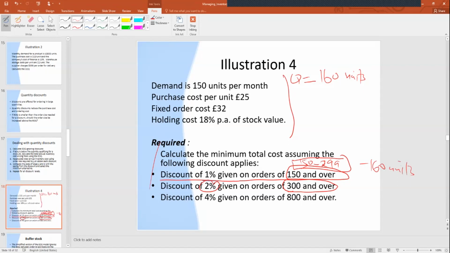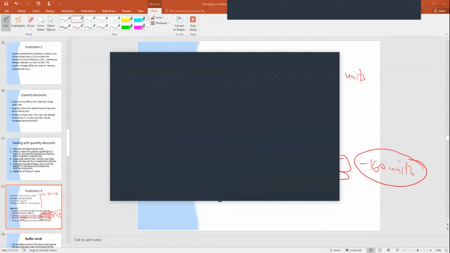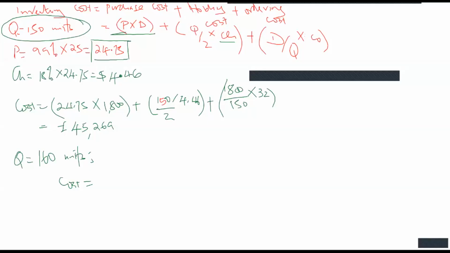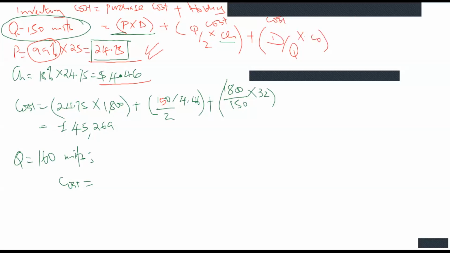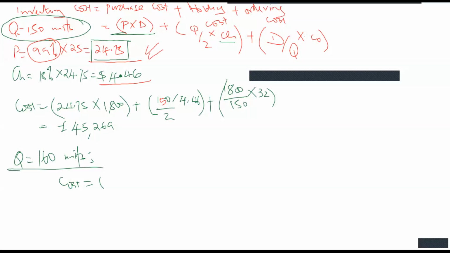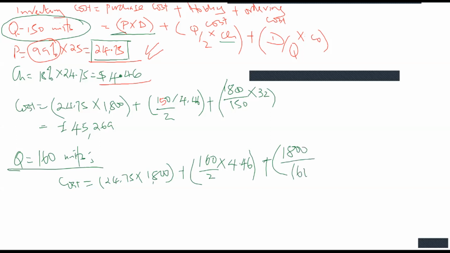Which implies that if we reorder at 160, the price remains as it is here, the 24.75, and the holding cost remains 4.46, because it only gets 1% discount, the 99% here. So we order 160, and the purchase price remains the same: 24.75 times 1800. The Q is now 160, so 160 divided by 2 times 4.46, plus 1800 divided by 160, the Q, times 32.